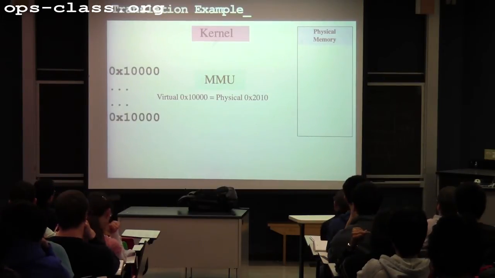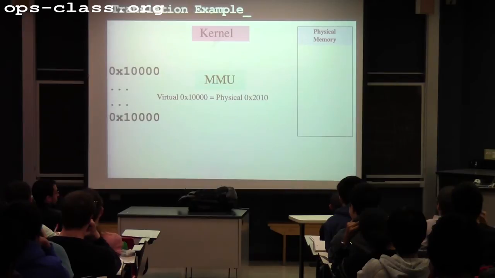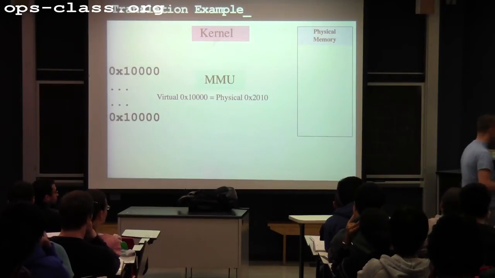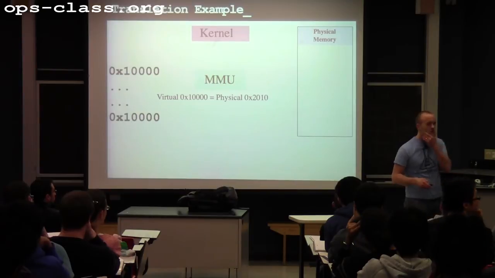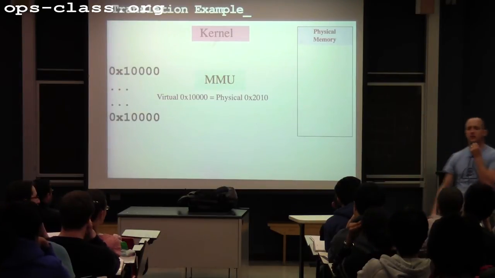All right. Now, the nice thing about this is, what happens the next time the process uses this particular virtual address? How is the process different? Does it allocate different physical memory? I hope not.